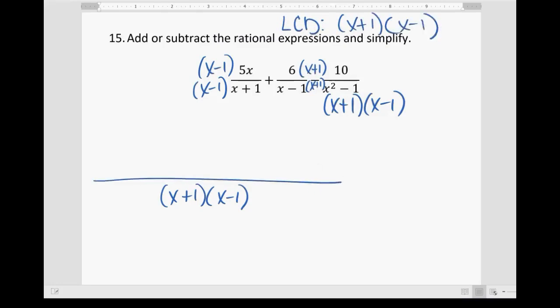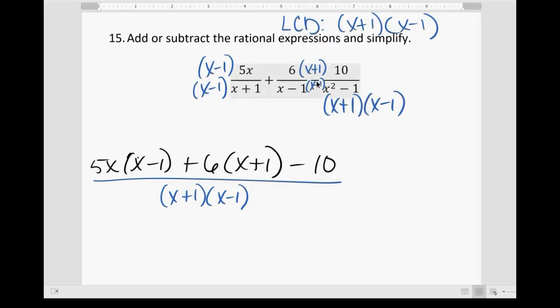Alright. So now let's see what we have. We have 5x times x minus 1 plus 6 times x plus 1 minus 10. You can't really see that minus in there, but that's there. So let's see what we have now. We're going to distribute that 5x.